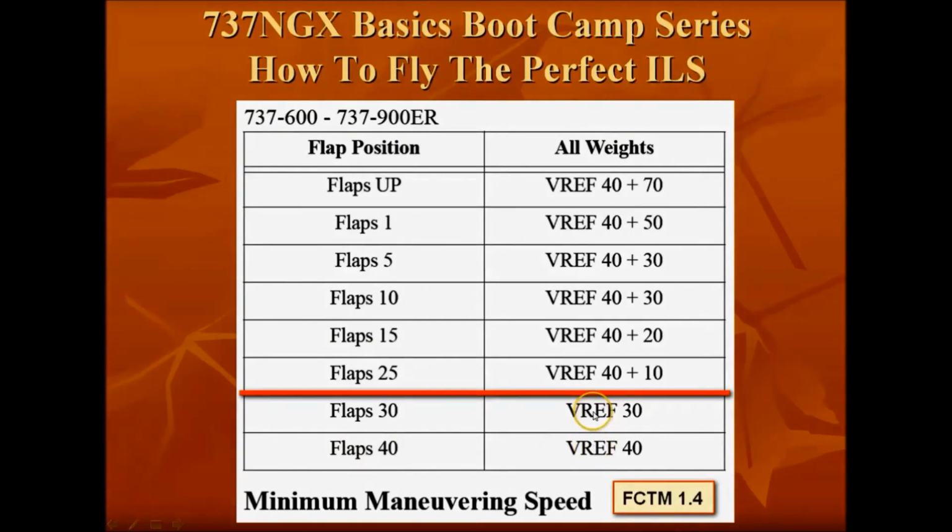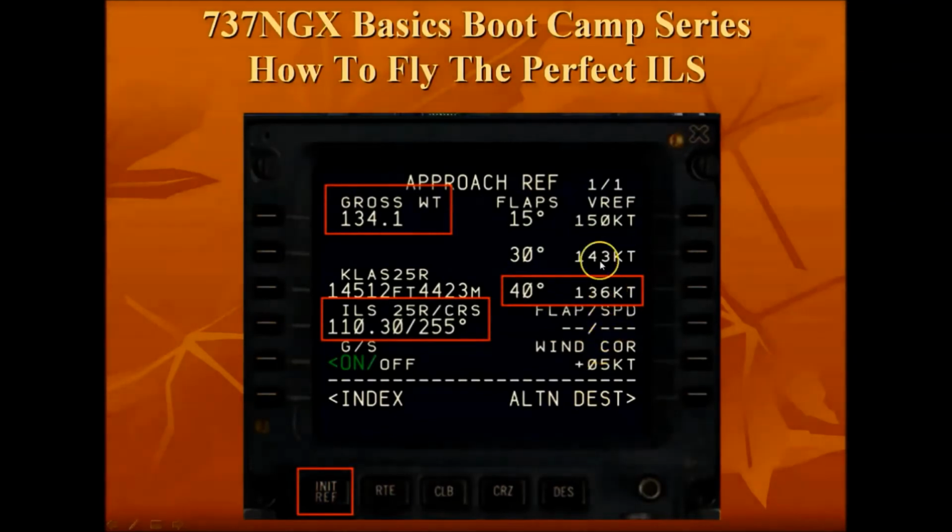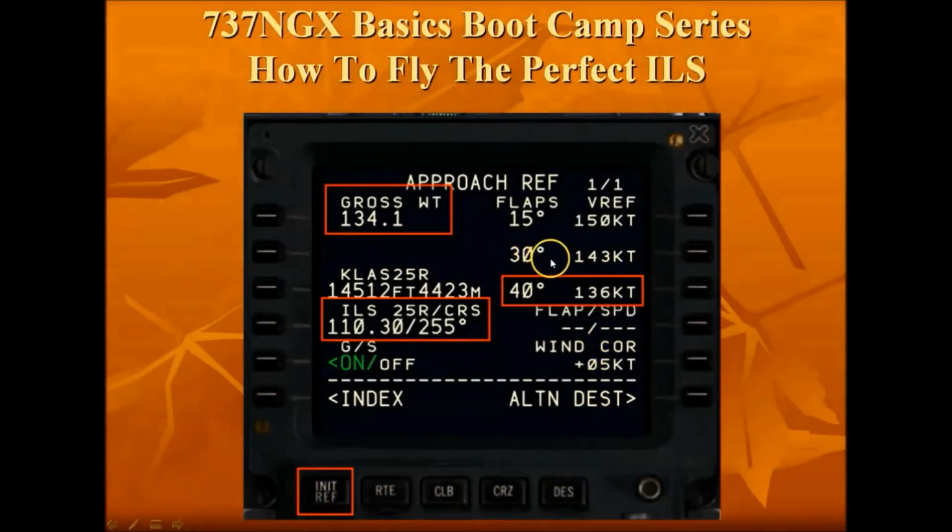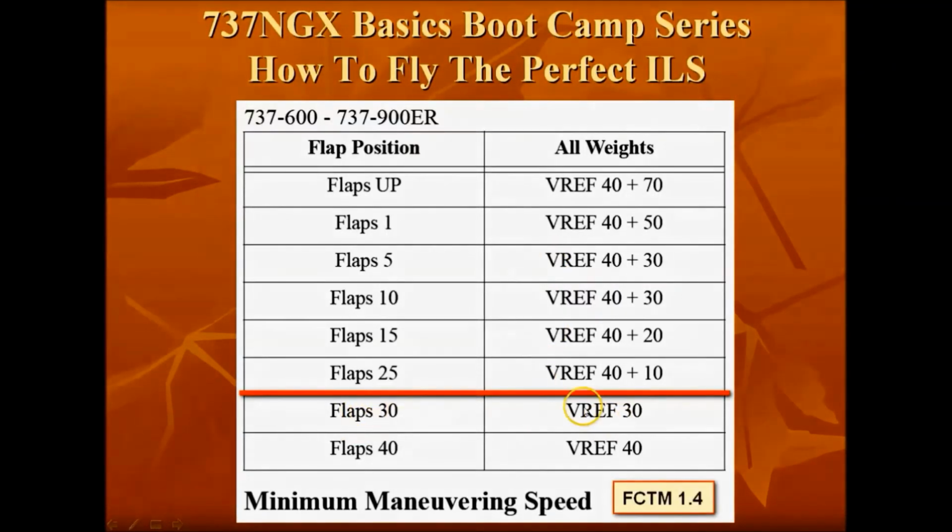If I'm landing at flaps 30, it was 143. That's my VREF speed for flaps 30, 143. The area above it are all the flap settings, and of course these are not normally considered. I have to say normally considered because of flaps 15 engine out, but they're normally not considered to be landing flaps. And so these are minimum, well, it says minimum maneuvering speeds. I just call them maneuvering speeds.